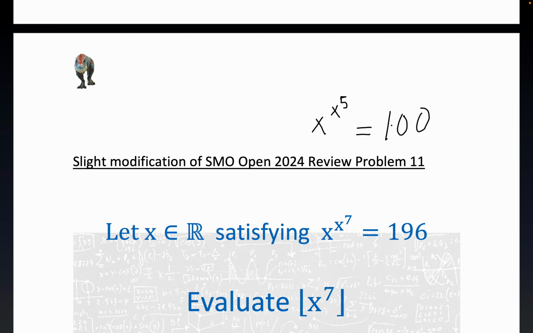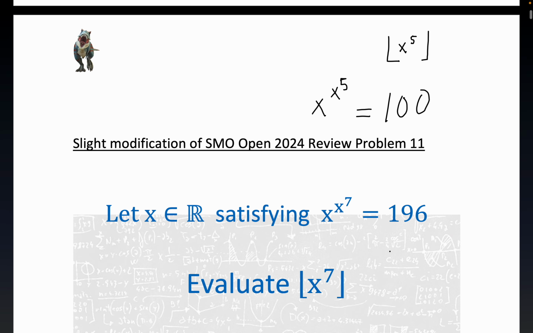I switched it up a little bit, used 7 here. Now, it turns out that's sort of important because 196 is the same as 2 times 7 squared, and up here, this is 2 times 5 squared. And so the 5 actually plays a role. Let's see what that role is. Okay, let's move it along.